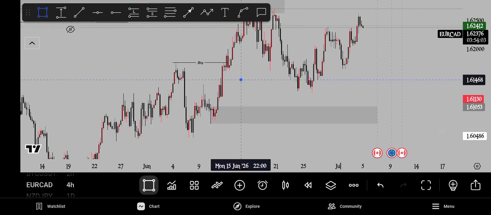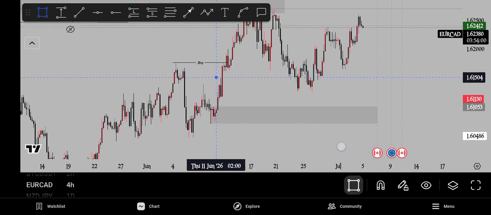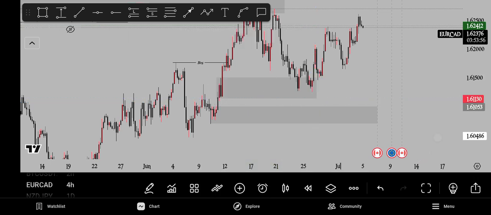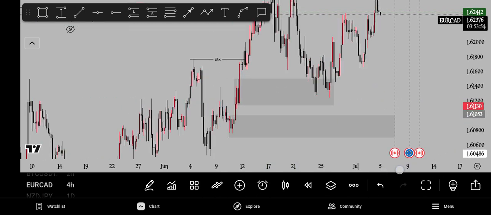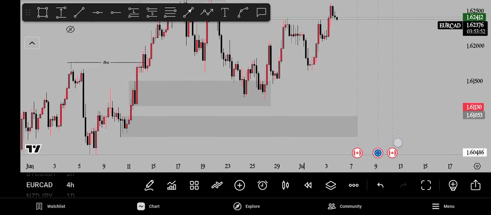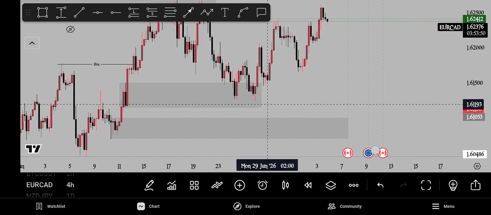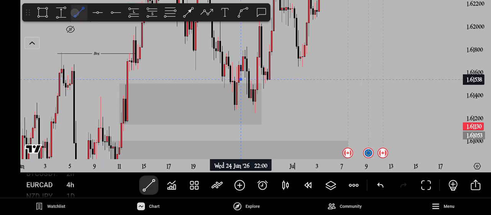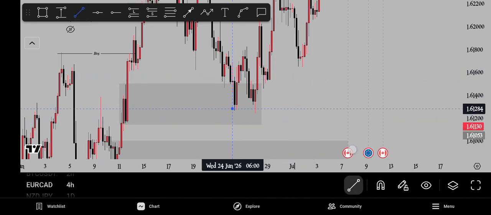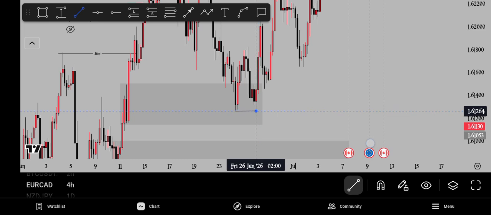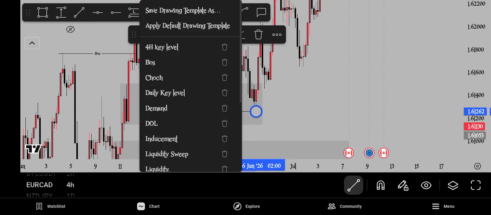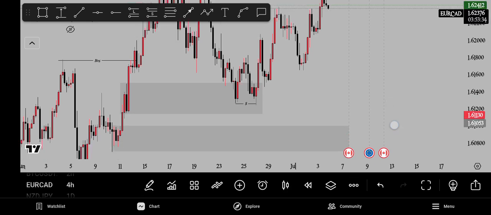We have this demand here. So now on that same 4-hour time frame, you can notice when price tapped into this demand, this was the first mitigation. Still on that demand, we had our liquidity sweep on the 4-hour time frame.